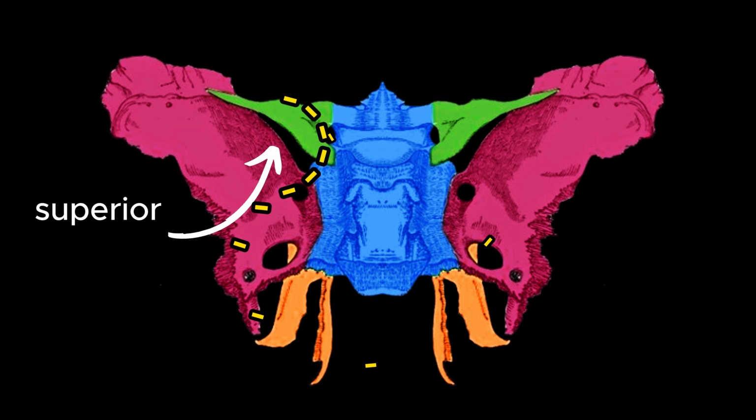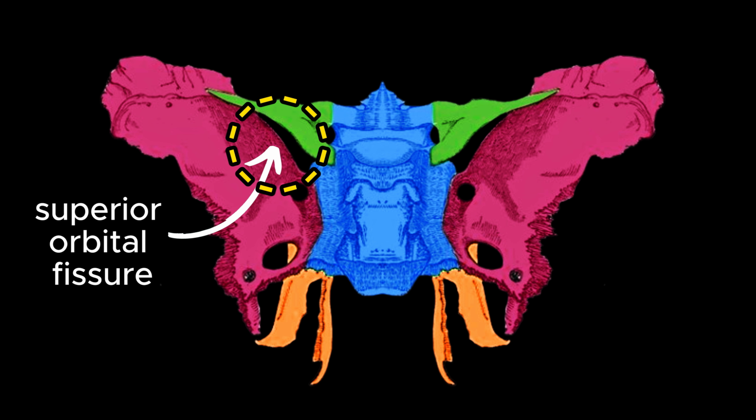The lesser wing of the sphenoid bone arises from the anterior aspect of the sphenoid body in a superolateral direction. It separates the anterior cranial fossa from the middle cranial fossa. There is a gap between the lesser and greater wings of the sphenoid called the superior orbital fissure.